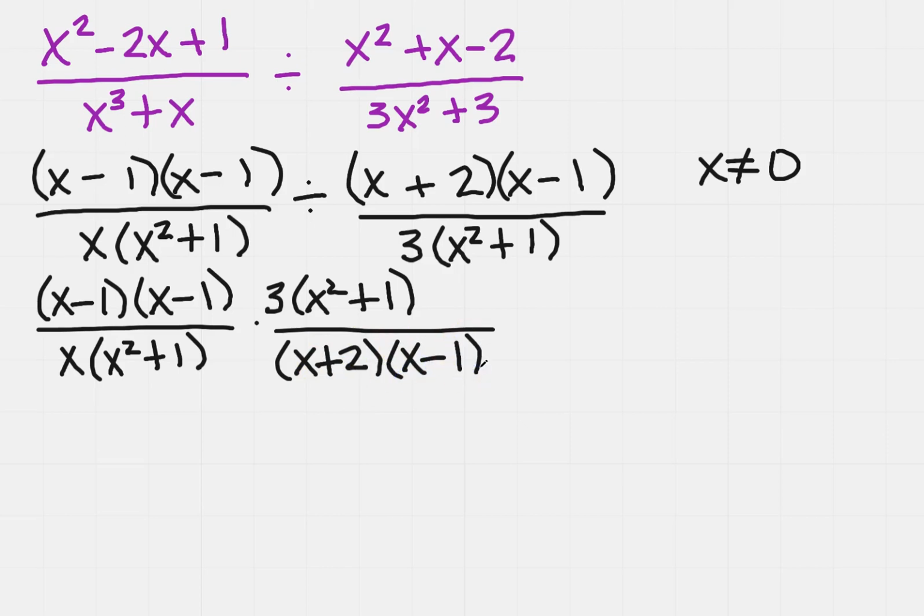Now, when I do that, what I want to do is cancel. Remember, anything over itself is 1. So here's an x minus 1, and here's an x minus 1. And here's an x squared plus 1, and an x squared plus 1. And then I want to go back and rewrite everything that's left over.